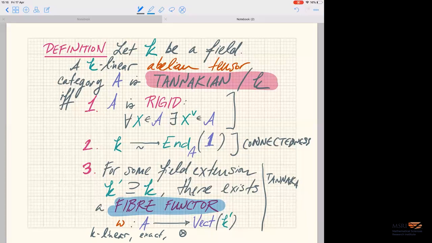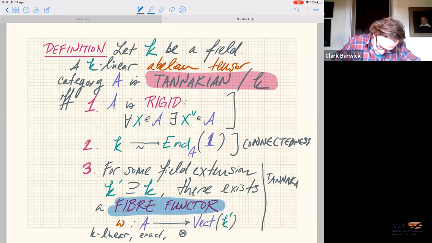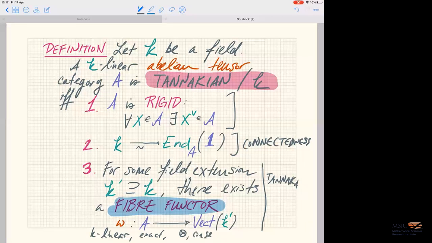So, yes. Sorry, you're not assuming that the functor is conservative or something like that, for instance? Isn't that usually an assumption? Oh, yes, you're right. Thank you. I'm sorry. Conservative. Yes, thanks, Jay.